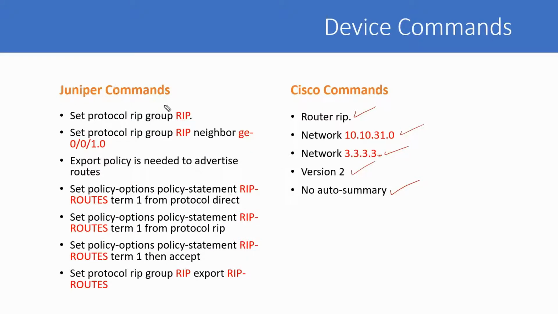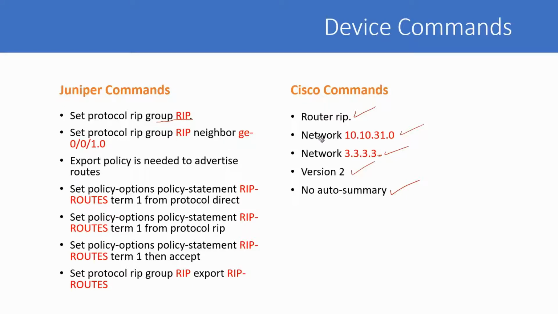Consequently, Juniper does things somewhat differently. You have to go into set protocols rip, and then you need to name a group. Now, I've used the term RIP here for my group name, and then everything else to do with RIP is done under the group. So then our next option would be set protocols rip and our group, and then say what neighbor it's going to be.